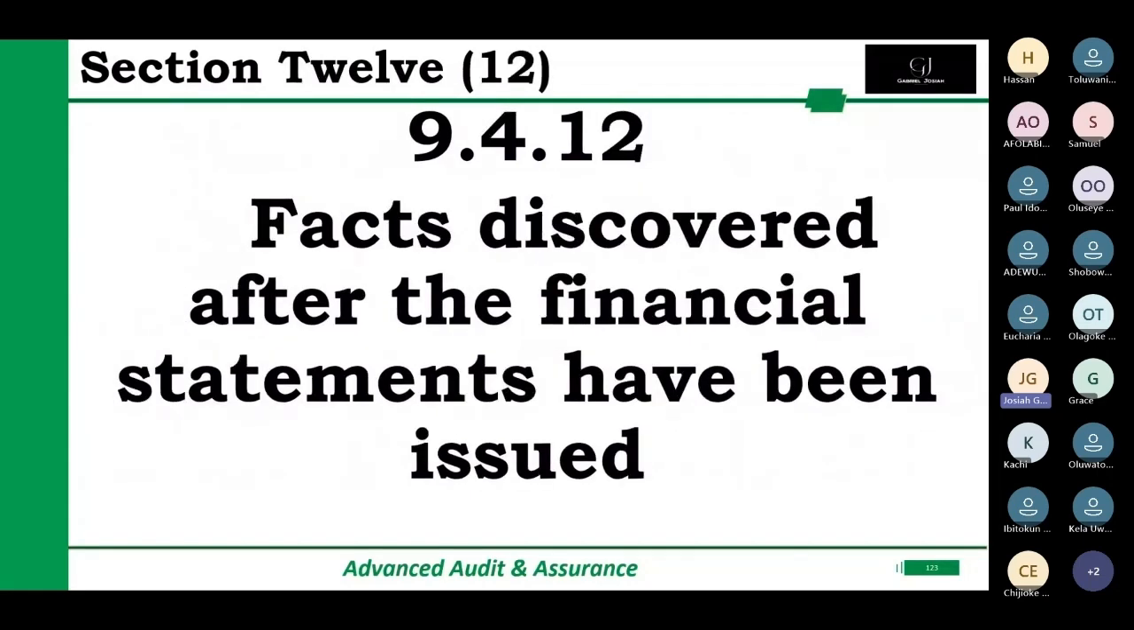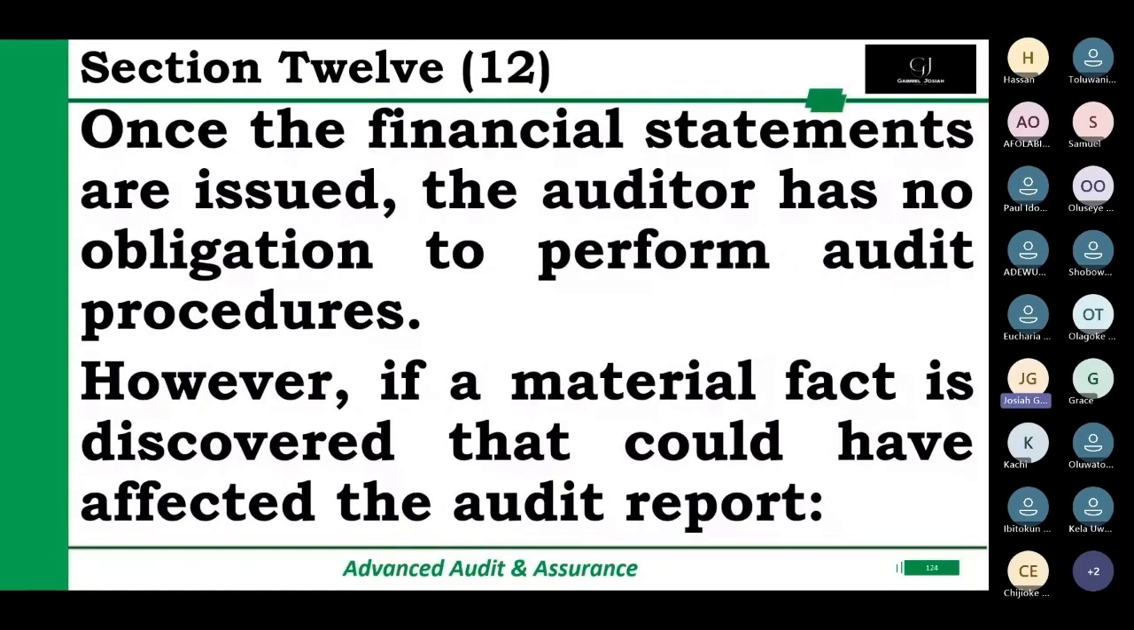Now let's look at another section on facts discovered after financial statements have been issued. Once the financial statements have been issued, the auditor has no obligation to perform audit procedures. He has signed the report, the financial statements have been issued and published. He has no obligation to perform audit procedures. But if a material fact is discovered that could have affected the audit report or his opinion, then he needs to first discuss with management, then determine how the financial statements should be amended, irrespective of the audit report issued and the financial statements issued.